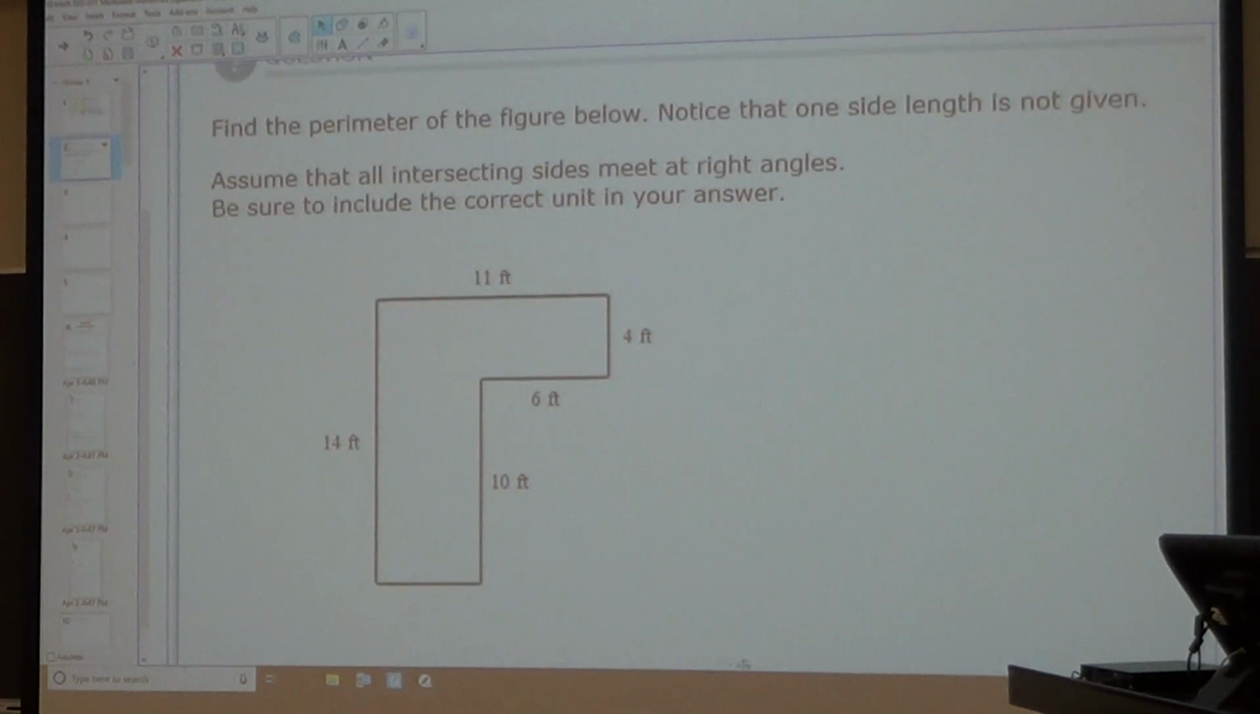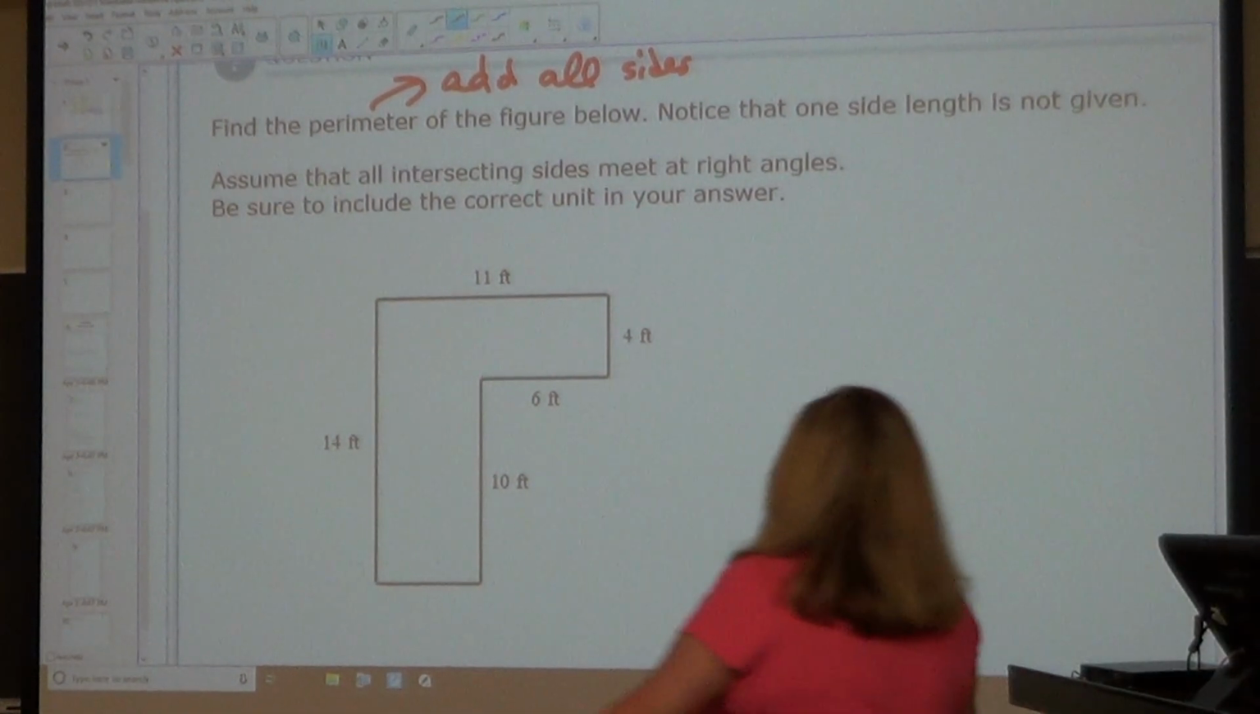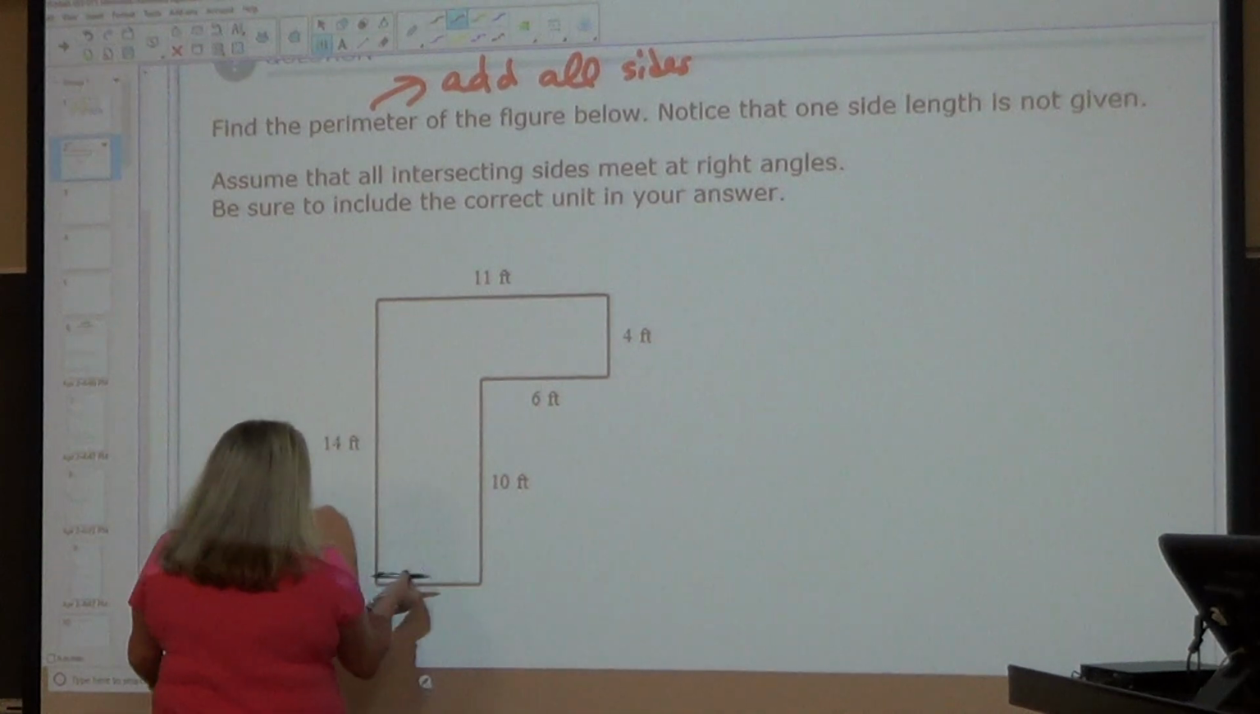Okay, they want the perimeter. What does perimeter mean? Around. You're going to add all sides. Now, the problem is we're missing a side. So before we can add all the sides, we have to find the missing side. So, this is my missing side.